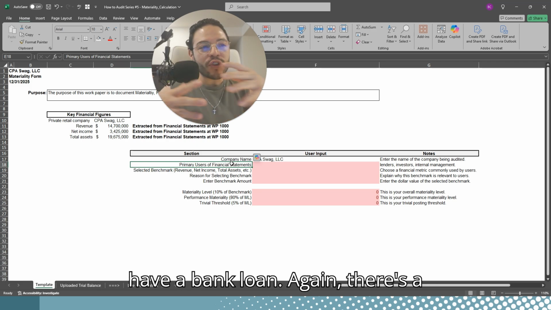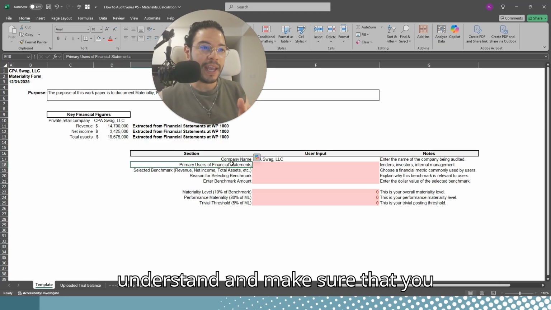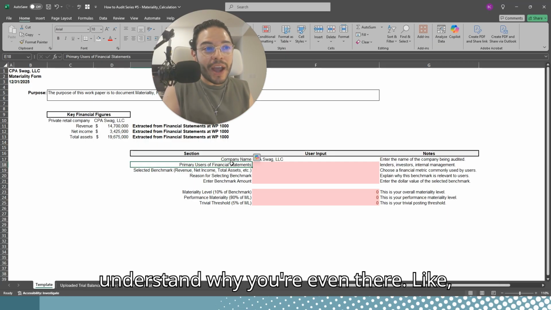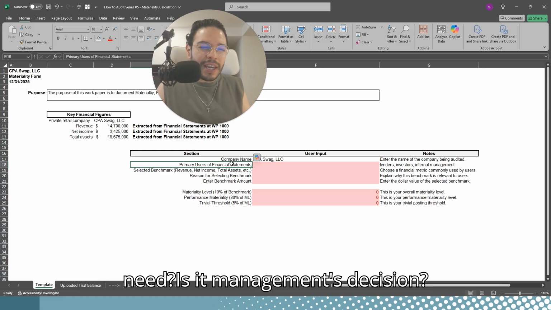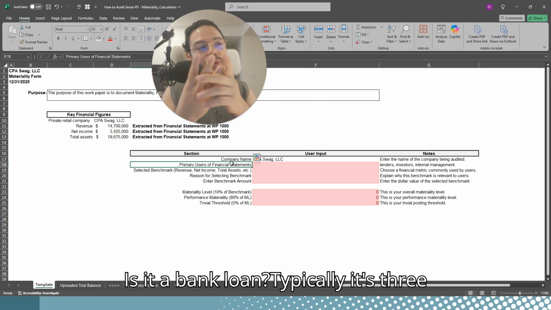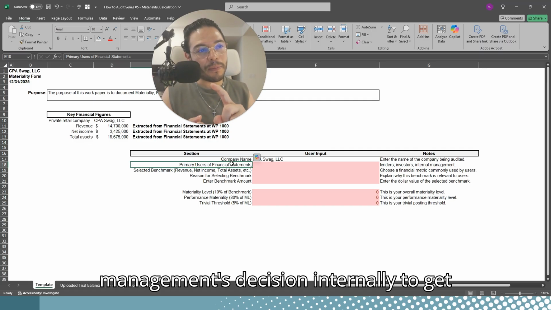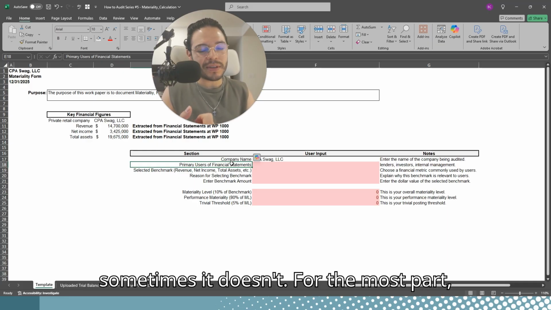Again, there's a plethora of reasons why, but this is where you as the auditor need to understand and make sure that you understand why you're even there. Just ask, hey, I'm hired to do the audit, but why do they need an audit? Is it management's decision? Is it a bank loan? Typically, it's three things. Whether it's management's decision internally to get an audit, which sometimes happens, sometimes it doesn't.